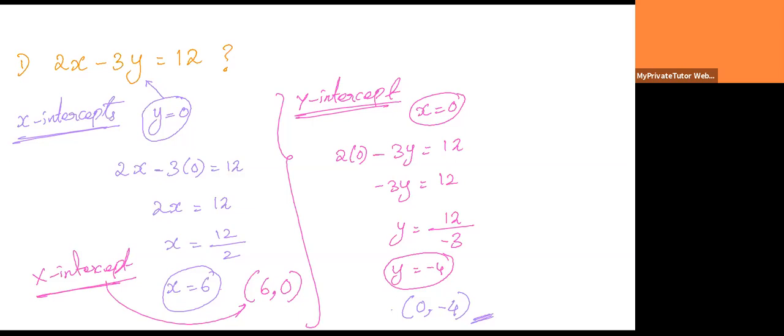Like what? I didn't understand really. We are not supposed to. For the x value, for the x-intercept, we need to substitute y equals 0. For the y-intercept, we need to substitute x equals 0. That's it.